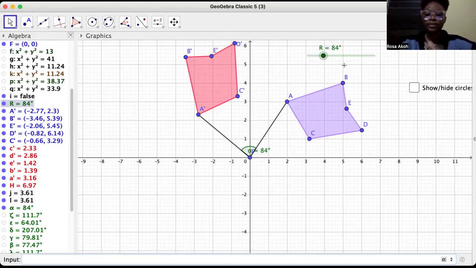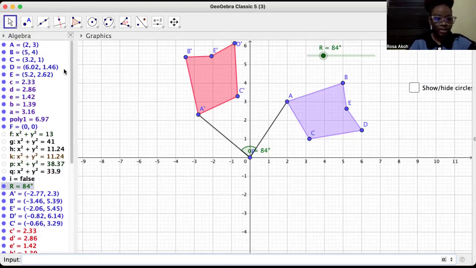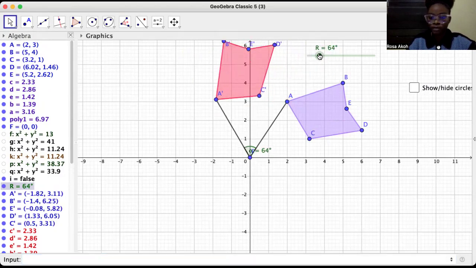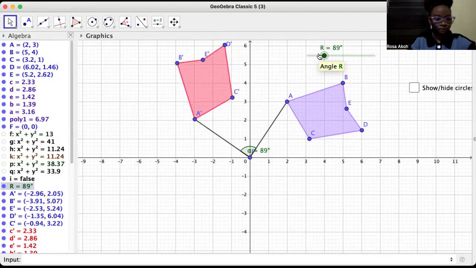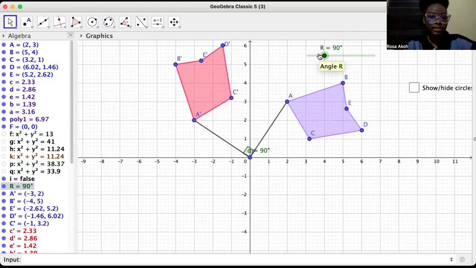Now, the other thing I want to show you is that whenever it's being rotated, something happens to the x and y coordinates. So now let's see for the A component. Now we have our A prime to be negative 2.77, and the y coordinate is 2.3. So let's see what we had for A. We realize that our A was 2, 3. Let's see, we have this to be 90 degrees. So at 90 degrees, you realize that in the first quadrant, both x and y are positive.